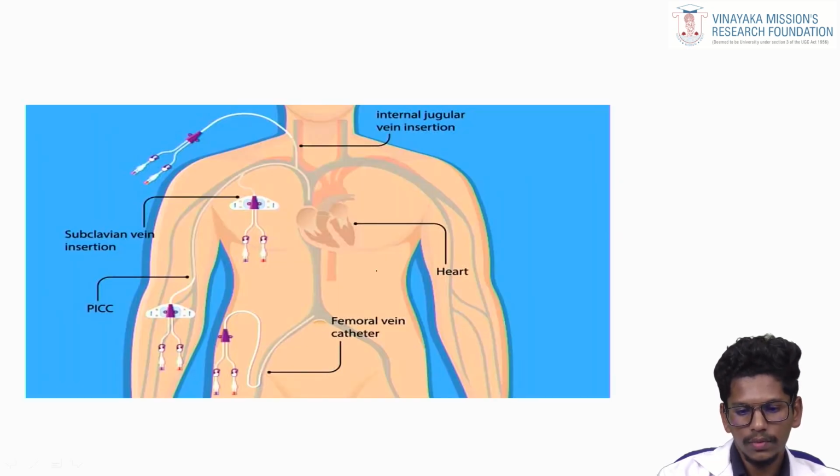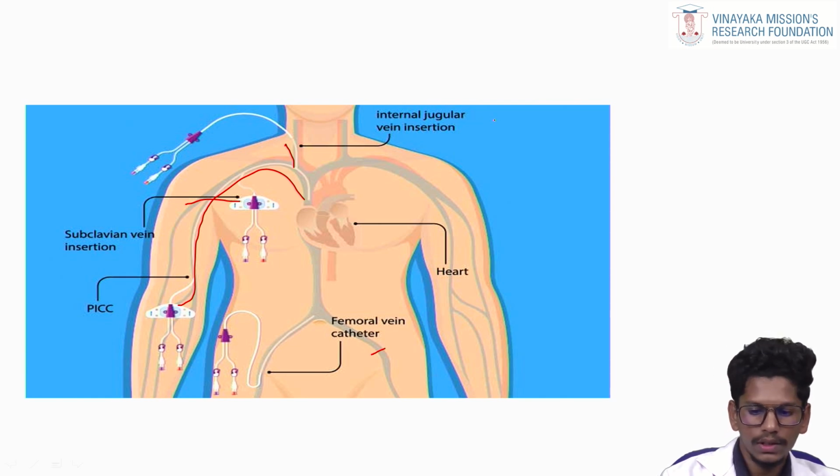So this is an outline picture of catheters. This is the IJV, which means internal jugular vein insertion, this is a PICC, and this is the subclavian vein. This is the femoral vein catheter. So this is how we place temporary and permanent access.